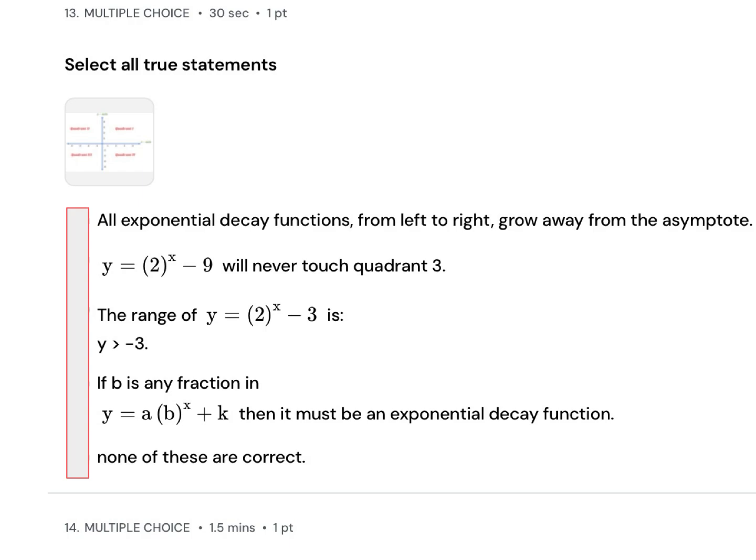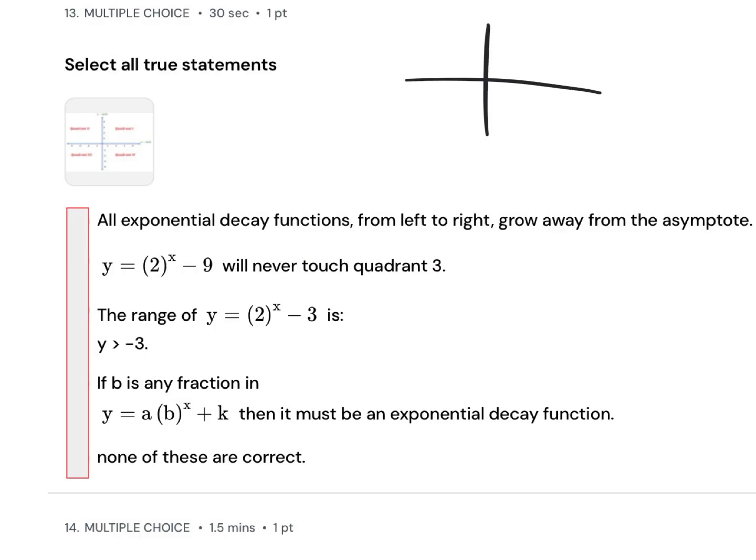Yet another select all true statements. Now, I did put this little picture up here in case you forgot what quadrants are what. It's quadrant 1, quadrant 2, quadrant 3, quadrant 4 on your screen. You could blow that up to make more sense of it. So we're going to begin with this one. Y equals 2 to the power of x minus 9 will never touch quadrant 3. So that's this quadrant down here.